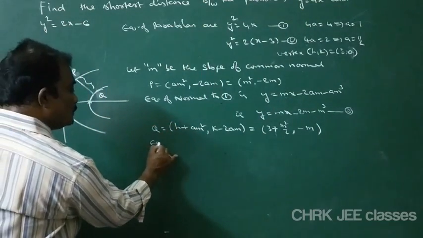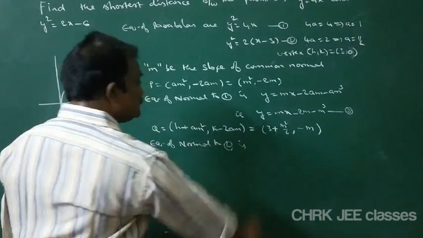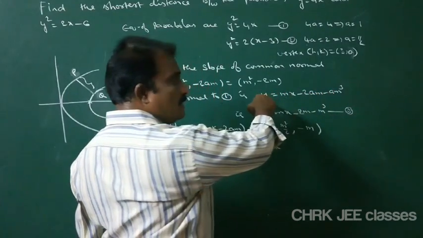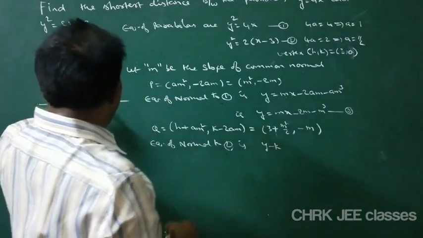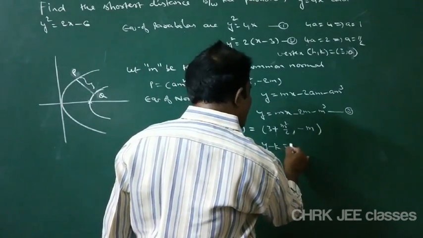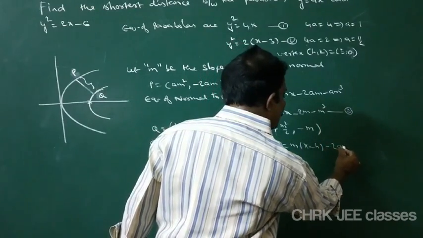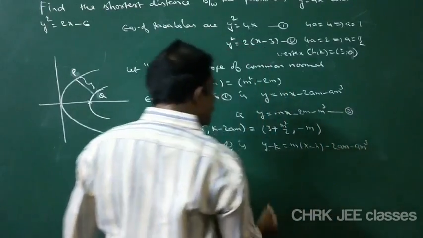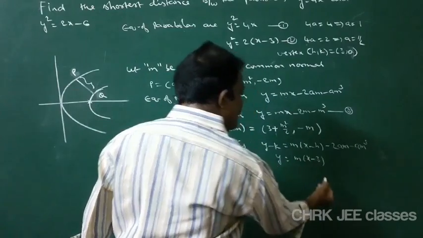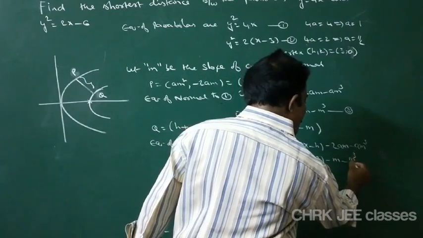Equation of normal to 2 is y minus k. Actually, this is the equation of normal for the standard form, but here it has the vertex (h, k). That's why the equation of normal is y minus k equal to m into (x minus h) minus 2am minus am cube. So y equal to m into (x minus 3). What is a? 1 by 2, right? So that's why minus m minus m cube by 2.